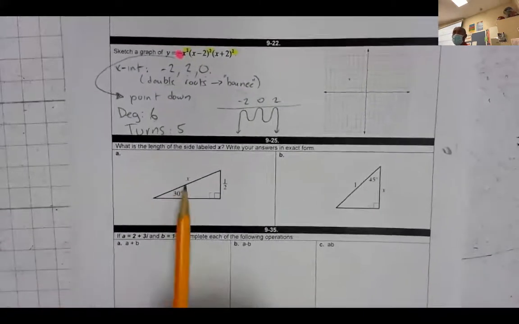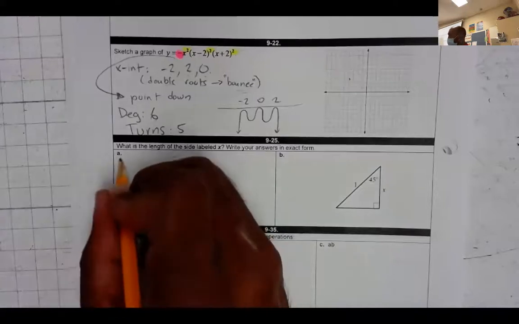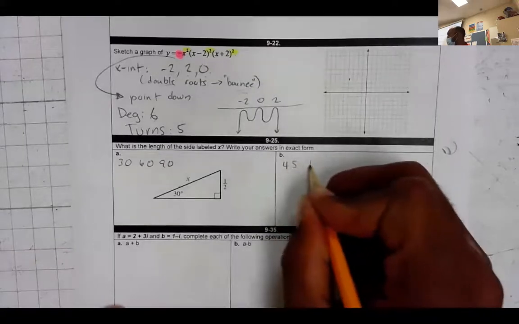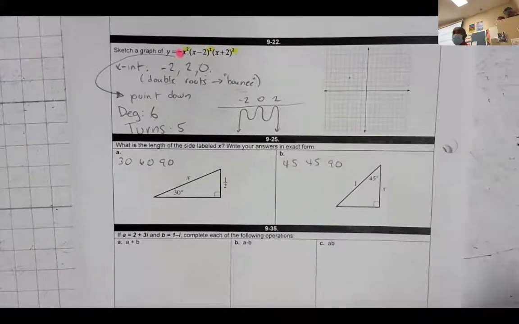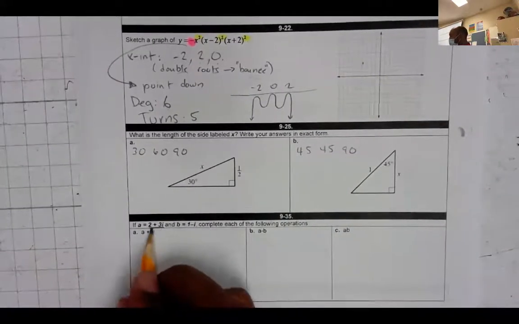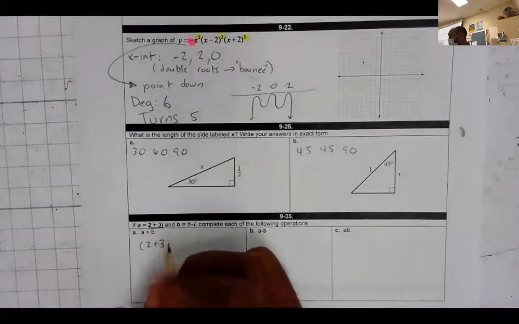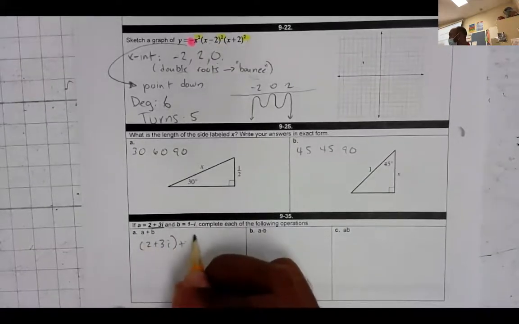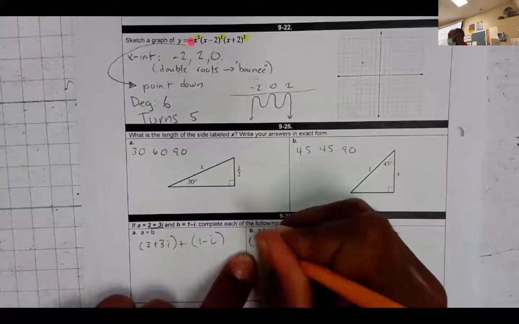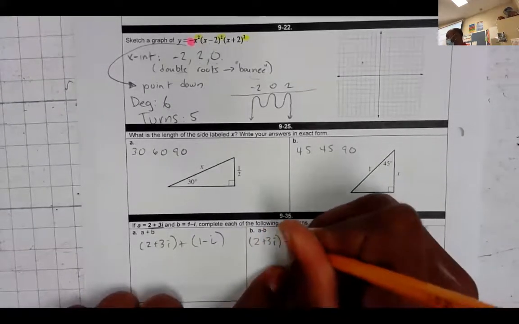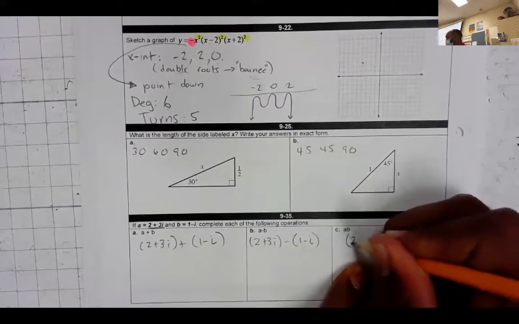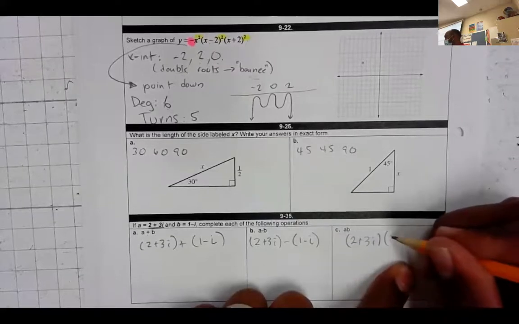All right, this last one, you can use 30, 60, 90 like yesterday, guys, to figure that out. This one, you can use the 45, 45, 90 like yesterday. And then the last one here, imaginary numbers. All you guys are doing here is A represents this whole expression, so 2 plus 3i. And the first thing you're doing is adding those two together. So the B is 1 minus i. And then you do the same thing here, except you're going to subtract. And then the last one, you are going to multiply.